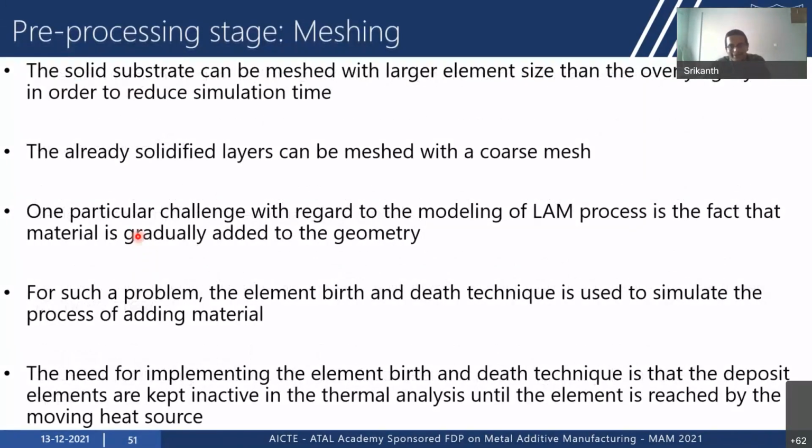Okay, and the substrate can be meshed with an element size that is larger than the underlying layers to reduce the simulation time. Further, when we are depositing, say, layer number 10, the initial layers, layer 1, 2, 3, whose effect on layer 10 is now minimal, can be meshed with a coarse mesh. Okay, and how do we take into account the addition of material? By using the element birth and death technique.